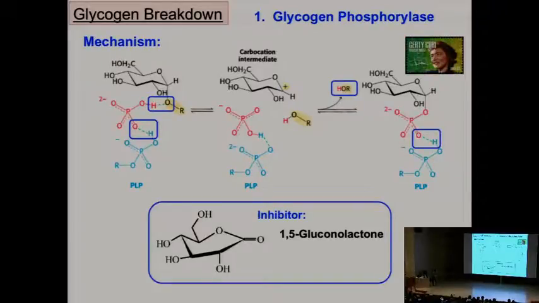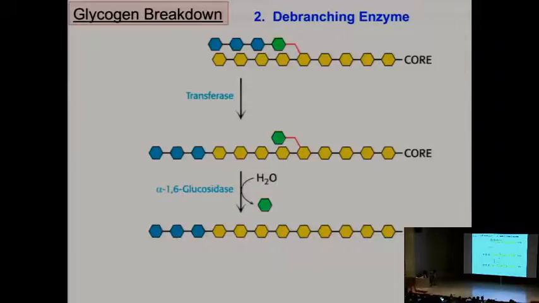There's also an inhibitor called 1,5-gluconolactone, and does anybody know how this thing might inhibit the enzyme? Well, if you remember from organic chemistry, or maybe you're almost to organic chemistry, this carbonyl carbon in the inhibitor has a slightly positive charge. So it just mimics that carbocation intermediate. It can bind to glycogen phosphorylase and muck up the whole enzyme. So that's a nice mechanism they've got there for this one.